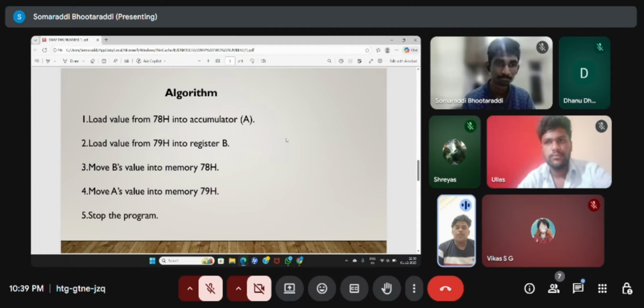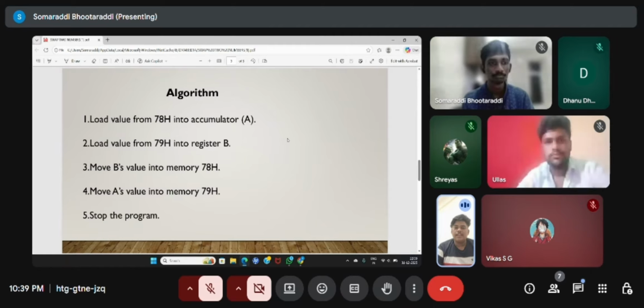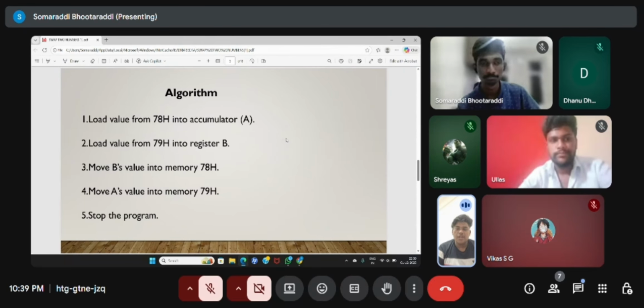Step 4, move the contents of register A into memory location 79H. Now the first number goes to the second number's position. Step 5, finally stop the program. This successfully swaps the two values using the move instruction as required.